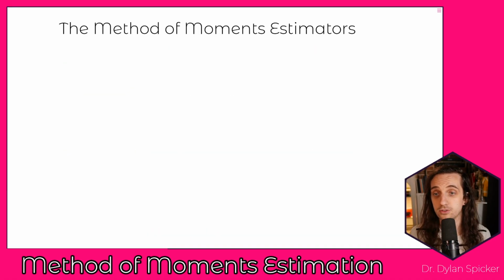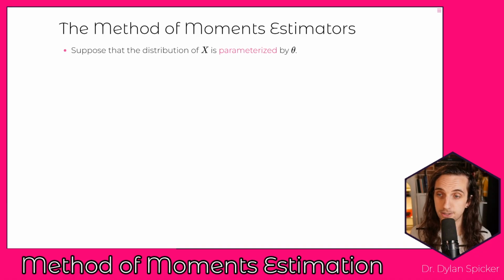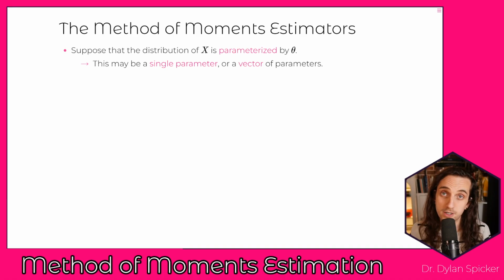Now, why is this useful for us? Well, the method of moments estimators are going to equate these two sample and population values, and by doing that, that's going to allow us to solve for estimators of any parameter that we might care about. So if we think that X is parameterized by some parameter theta, theta might be one single parameter. It might be a vector of parameters. It's the same process no matter what.